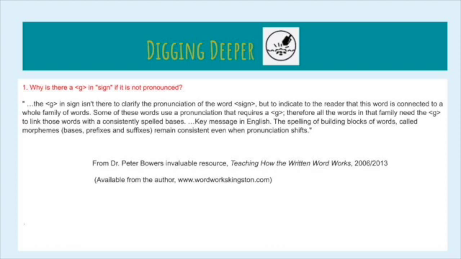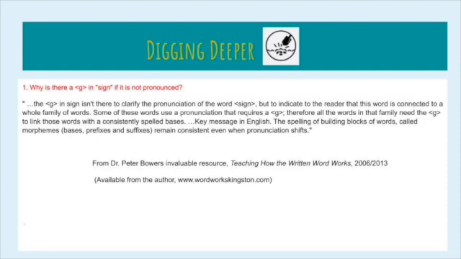So, digging deeper, why is there a G in sign if it is not pronounced? The answer from the brilliant Dr. Peter Bowers, from his book Teaching How the Written Word Works, is this: the G in sign isn't there to clarify the pronunciation of the word sign, but to indicate to the reader that this word is connected to a whole family of words. Some of these words use a pronunciation that requires a G. Therefore, all the words in the family need the G to link those words with a consistently spelled base.